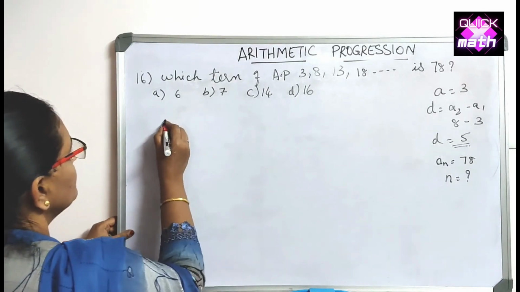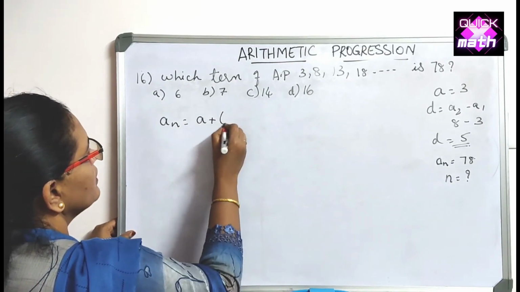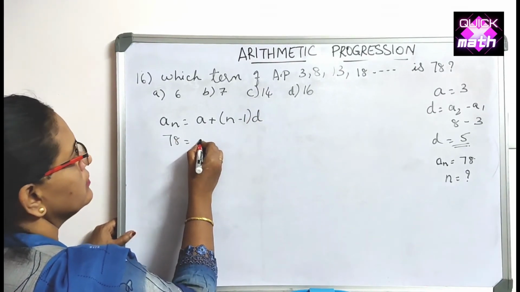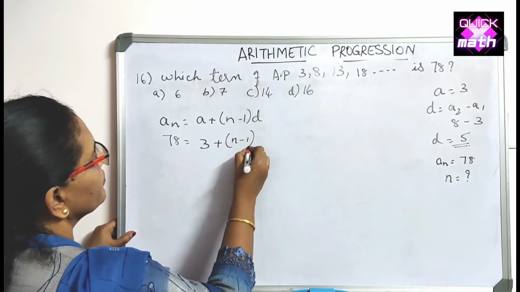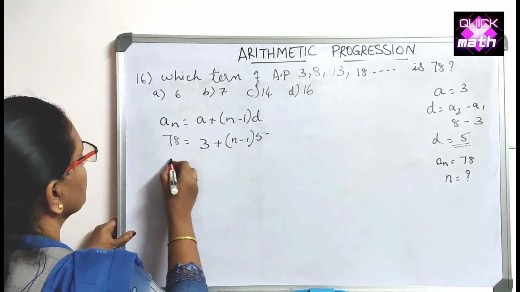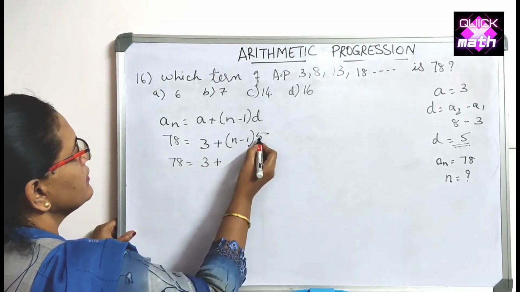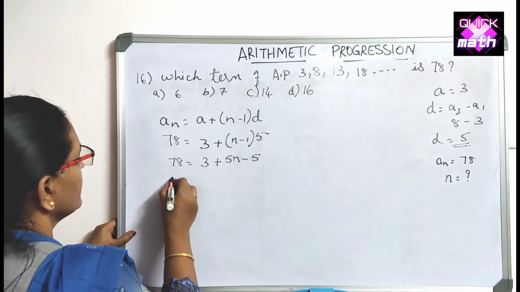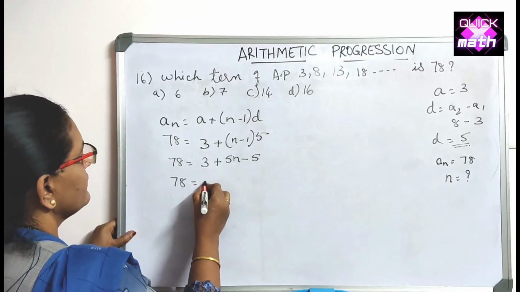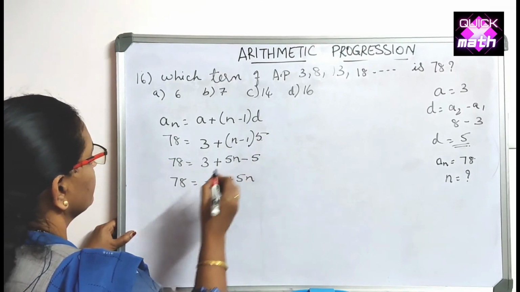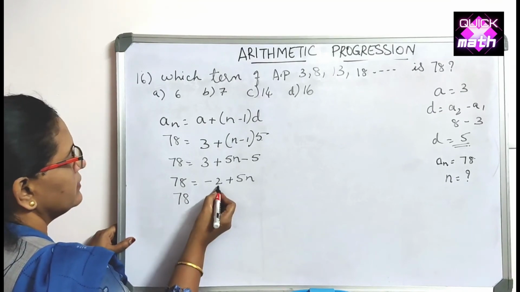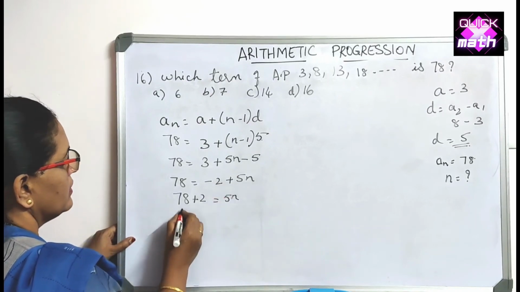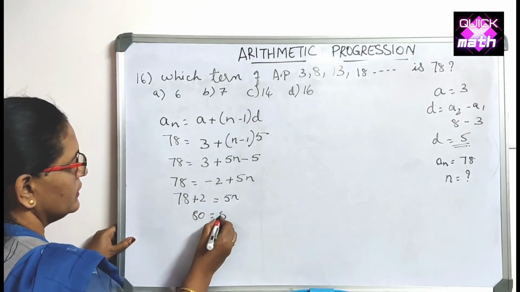Which formula are you going to use? The general term formula, because we have the information given. So an is 78, a is 3, n we don't know, and d is 5. So 78 is equal to 3 plus 5 into n is 5n, plus into minus is minus, 5 ones are 5. So 78 is equal to 3 minus 5 is minus 2 plus 5n. If I take this constant value to this side, it will become plus 2. So 78 plus 2 is 80 is equal to 5n.